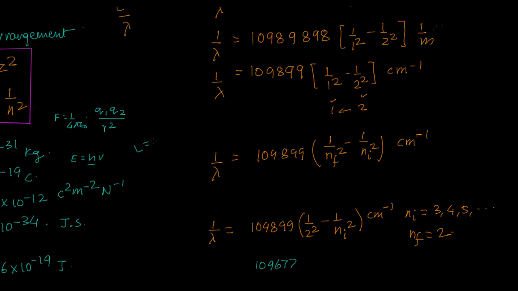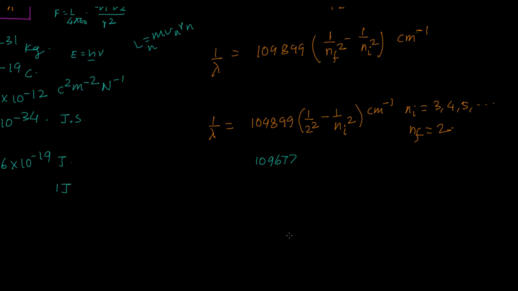Not to say that he had L is equal to m v n r n, that he did not have, that was given by Bohr. But then he should have, had he applied some more of himself, I think he would have thought that something is jumping from somewhere to somewhere. And at least he could have come to the conclusion that electrons are not embedded, they are not static, and they are not randomly distributed. And if they are not randomly distributed, not embedded, then they must have been moving. And if they were moving, then they must be moving around something.